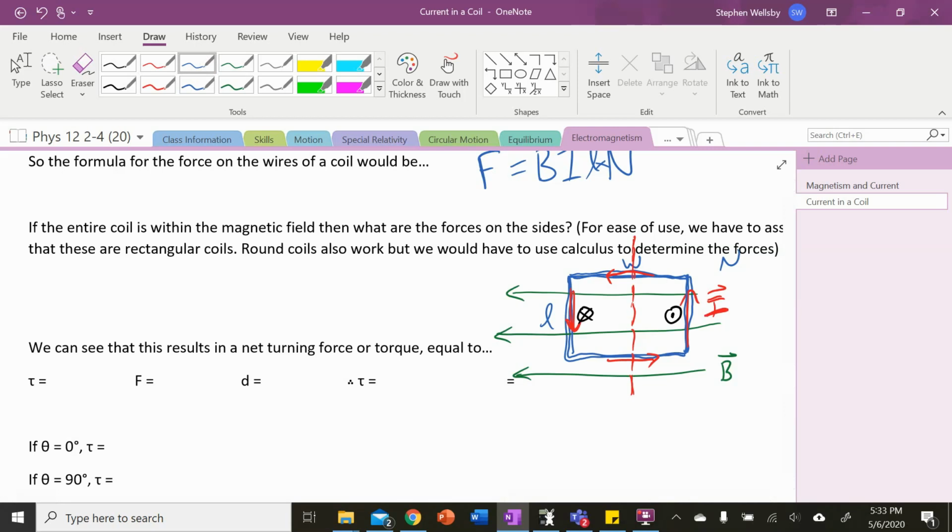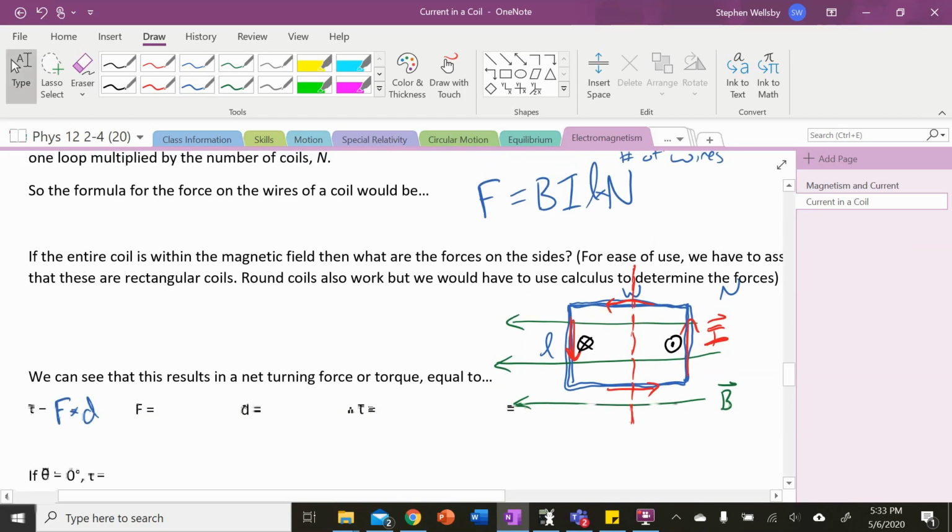So first of all, we do know what the torque is going to be. We've seen this formula here. So the torque produced is our force multiplied by our distance. And we also know our formula for force on a wire or on a number of wires. So if we're looking at the right-hand side, we know that the force is going to be B times I times L, the length of the wire, times N, the number of coils.